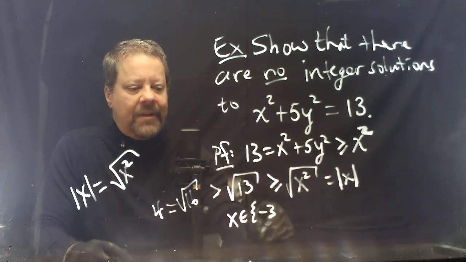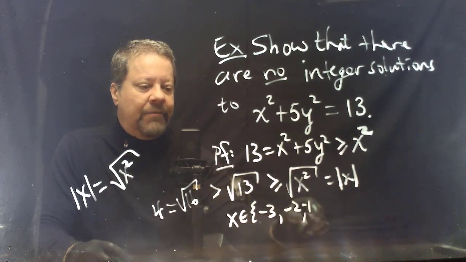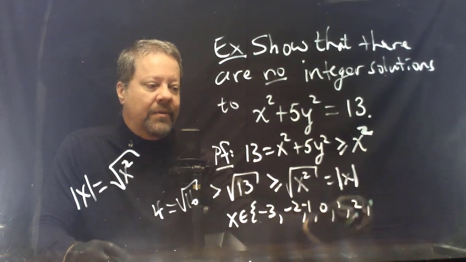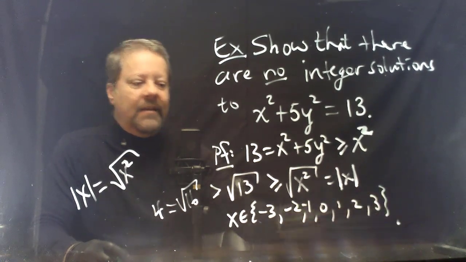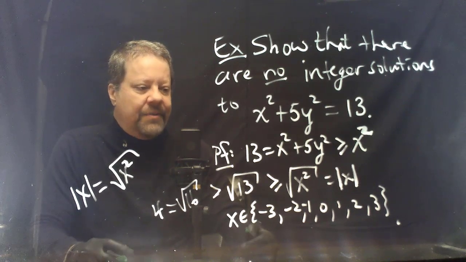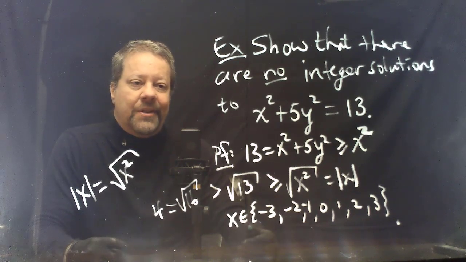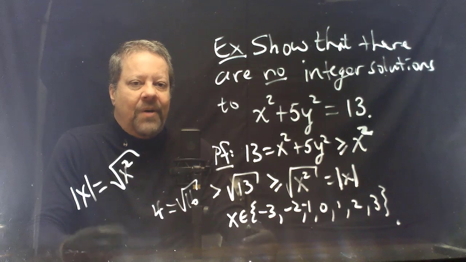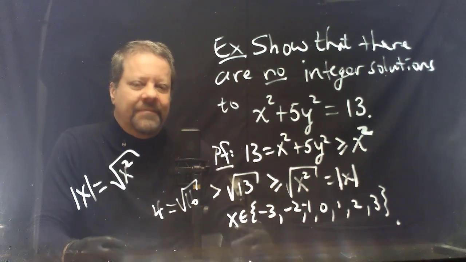That means we're dealing with negative 3, negative 2, negative 1, 0, 1, 2, and 3. So those are the only possible x values that we can have. There are only 7 values to check. And so this shouldn't be too hard to prove.